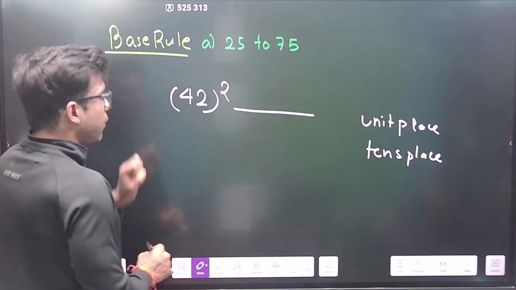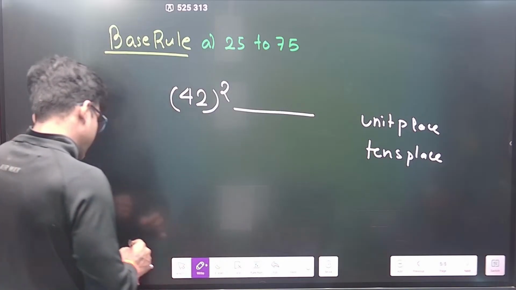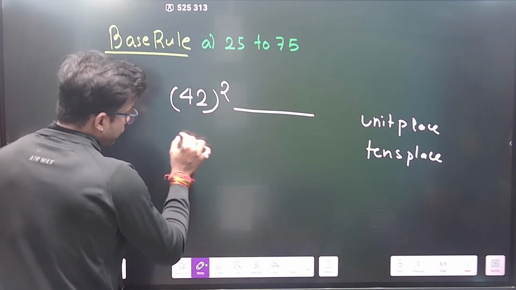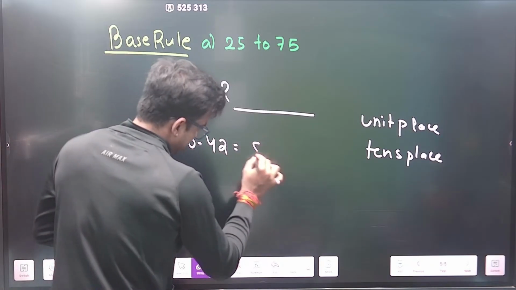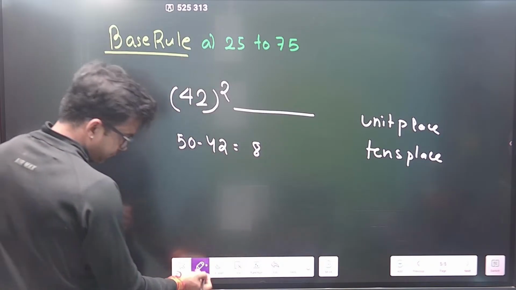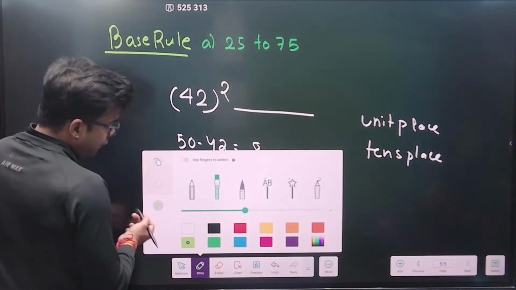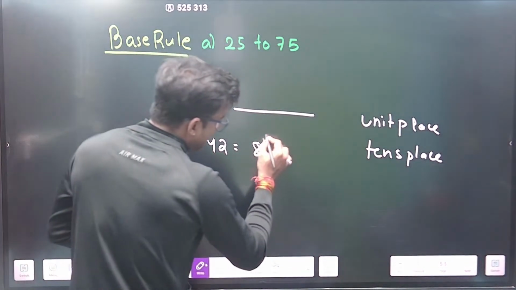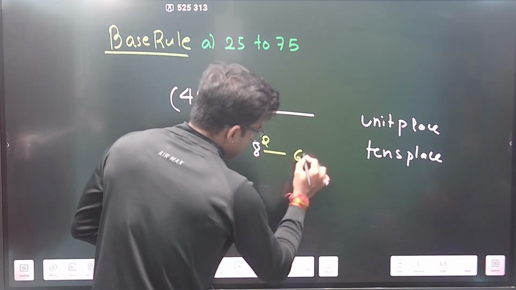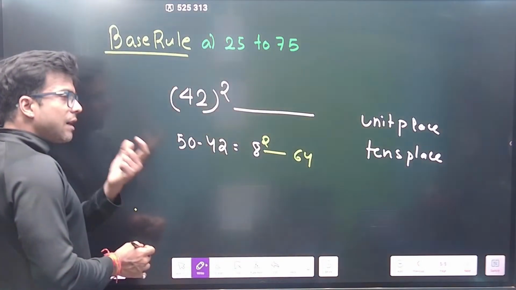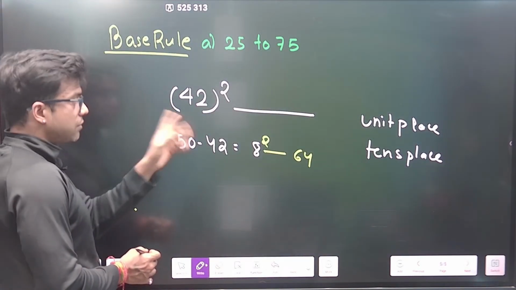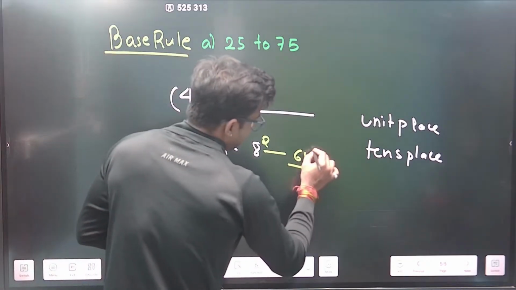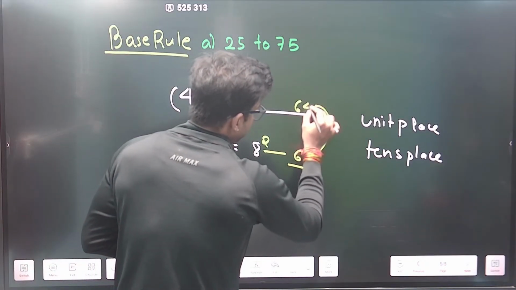If you compare this 42 with 50, 50 minus 42 is basically 8. Do the square of 8, which is 64. Write down the last two digits of the square, which is 64. So the last two digits of 42 square are nothing but 64. So write down 64 here.